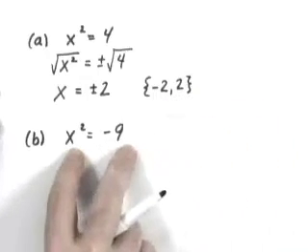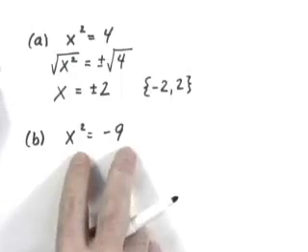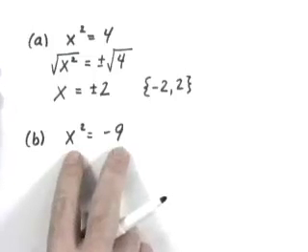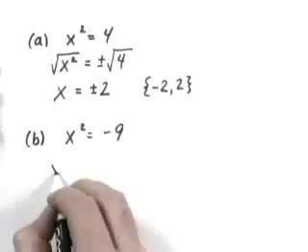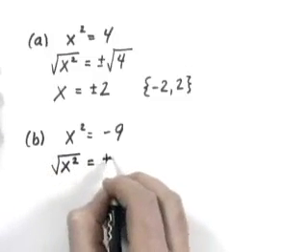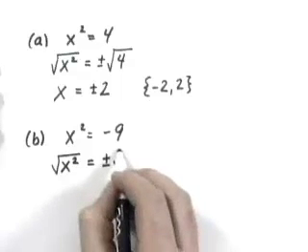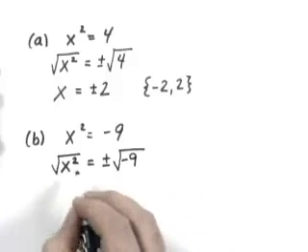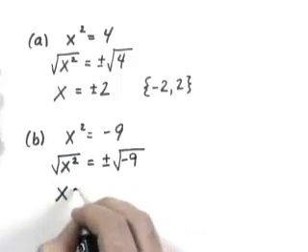Notice in part B I have x squared equals negative 9. Before, we weren't able to solve this because we didn't have a way of dealing with square roots of negative numbers. Now we do, so we can solve it. Again, I square root both sides of the equation, and I get the square root of x squared equals plus or minus the square root of negative 9. The square root of x squared, you recall, is just x.